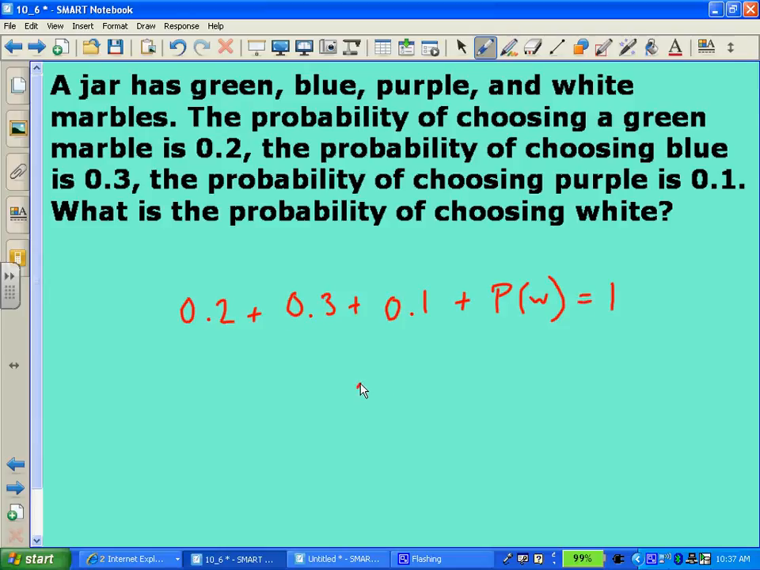So 0.2 plus 0.3 plus 0.1 is 0.6. So if we subtract 0.6 from each side, we can see that the probability of white has to be 0.4. Okay? So we can use that little fact there to help us figure out probabilities.